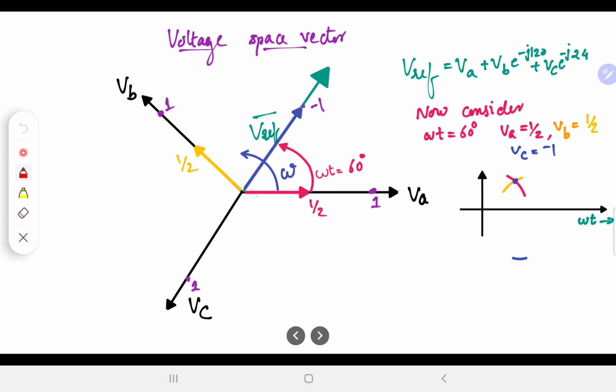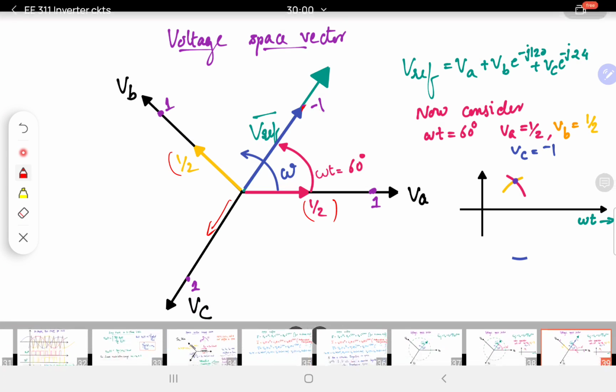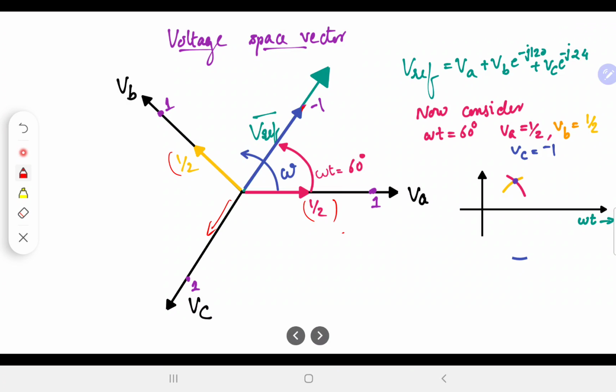So from the A phase, it gives me plus half. From the B phase, we get plus half again along this direction. For the C phase, this is the direction, but it is minus 1, so we get this point. So we get half, minus half, and this resultant. You have to find out what the resultant of this will be. The resultant of these two is going to be some vector along the same direction as this.